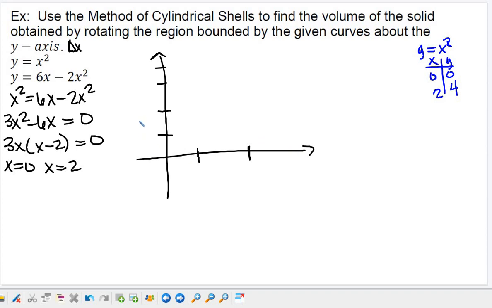So let's graph x squared. We know it is a parabola, so it goes through 0, 0, and 2, 4. So it looks like this. And the second one is a downturn parabola that is also going to go through 0, 0, and 2, 4.